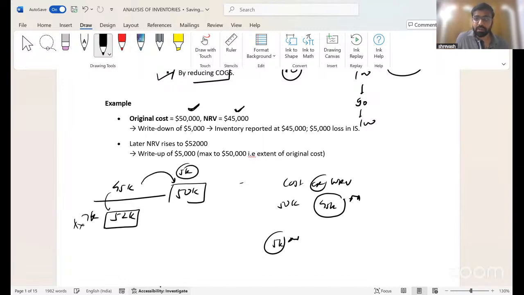Because ideally you would see currently it is at 45K, and the new NRV is 52K. Ideally the value of inventory should go up by 7,000. I mean the value of inventory is going up, so it should go up by 7,000. But what is the issue? Sir, original cost was 50,000. How can you go beyond that? So the maximum reversal that can happen is 5,000, not 7,000. And this 5,000 will be shown as a gain or reduction in COGS. I hope you guys understand. Right? And that was your treatment of inventory with respect to IFRS.